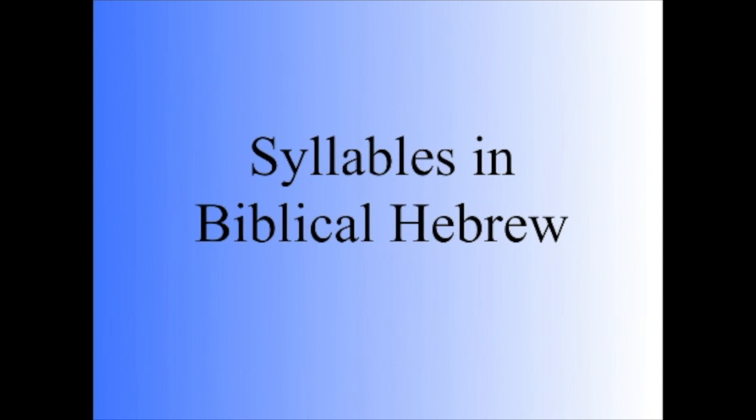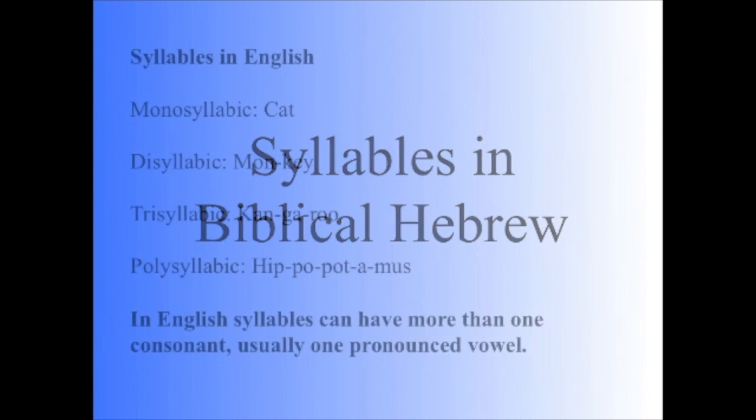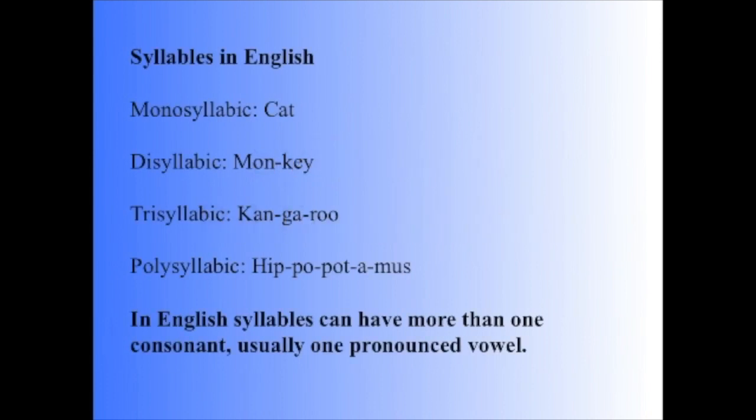In this video, we will be looking at syllables in Biblical Hebrew words. Now, in English, we can have a number of syllables in a word, and a dictionary will show you where the word divisions occur. And you can start a syllable either with a consonant or a vowel. You can sometimes have two consonants together.